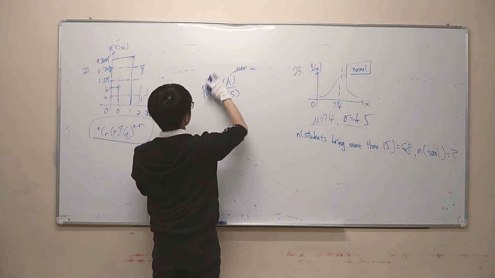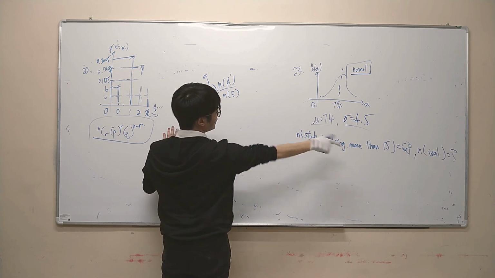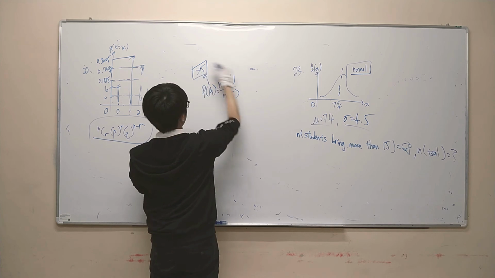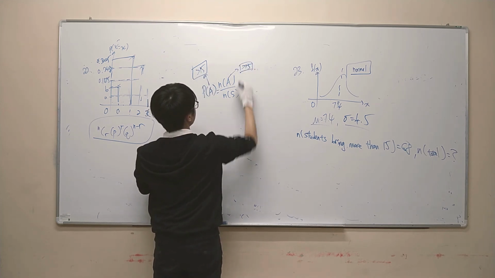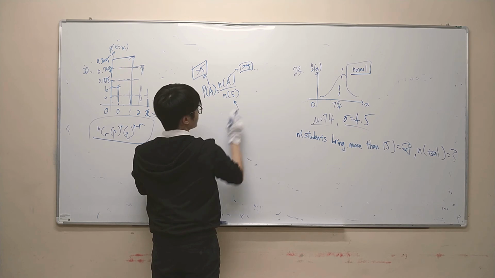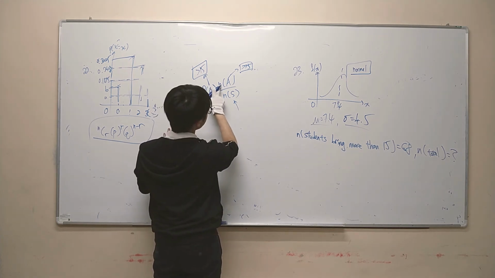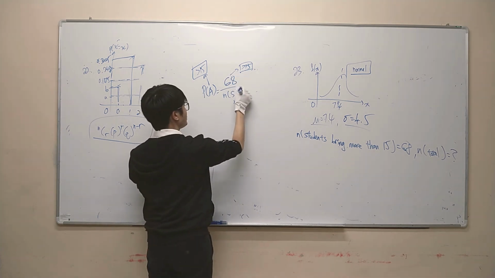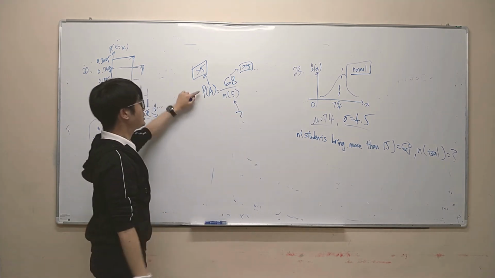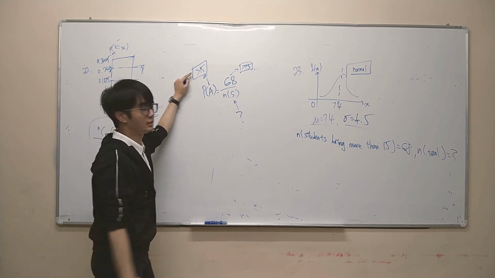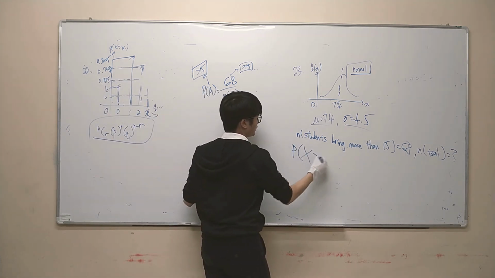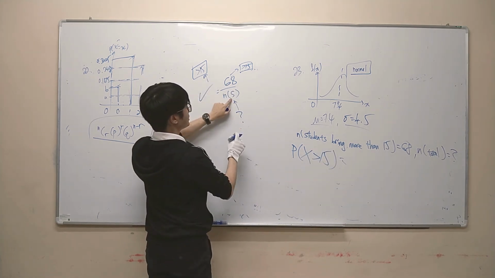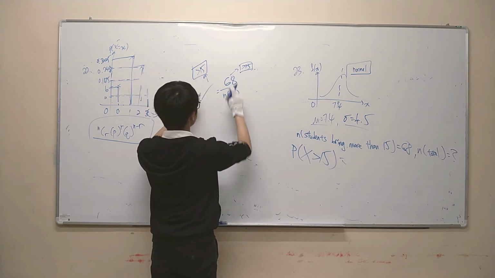But in this case, A will be the students that bring more than 15, so I'll just write more than 15. Here will be the number of more than 15, and here will be the sample space, which means the total. You already know the number of more than 15 is 68, so you can erase this and write 68 here. If you want to find n(S), you need the probability of students that bring more than 15. It means you need the probability of X more than 15, and then you substitute into here, and then you can find n(S). It means I need the probability first.